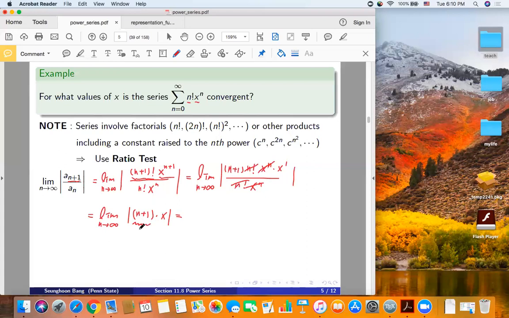So what's the next one? This n plus 1 is always a positive number. You can take it out. This is the limit as n approaches infinity of n plus 1 times the absolute value of x. So we have it. What's the limit? Infinity? Is that right? Infinity? Yup. We have two answers.